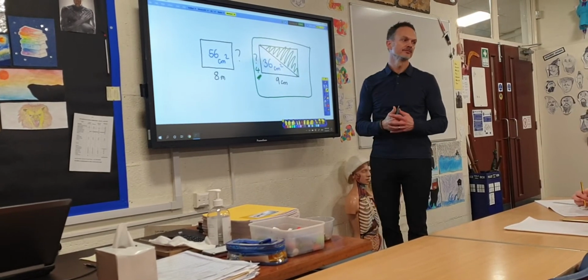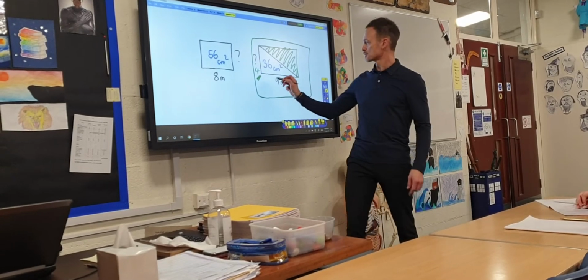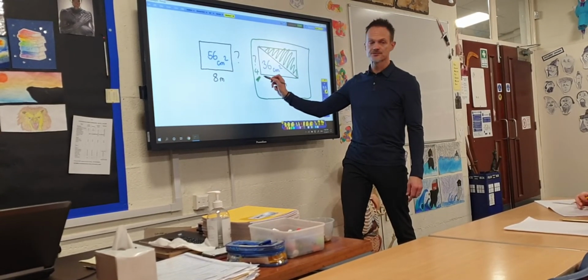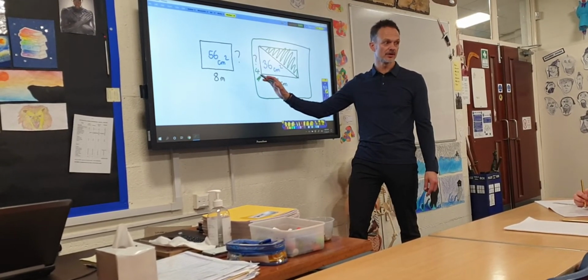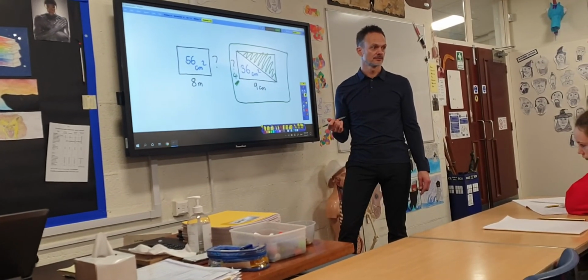Half it. We're working backwards, right? So we've got 36 divided by 9 gets us 4. If I half that, it's not going to work. So what do I have to do? Because I'm reversing, so I don't half. You have to times it.